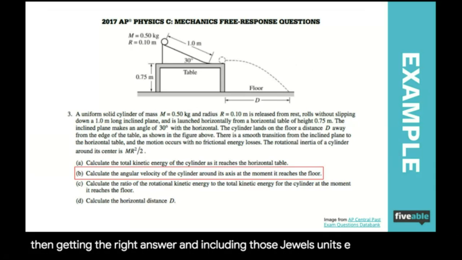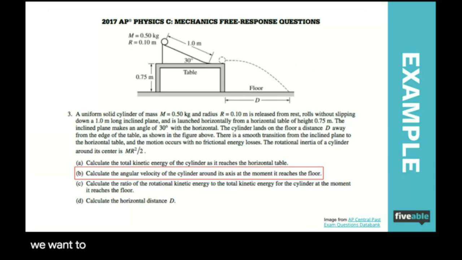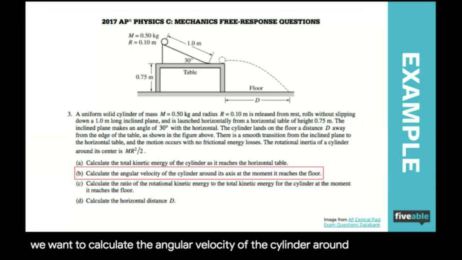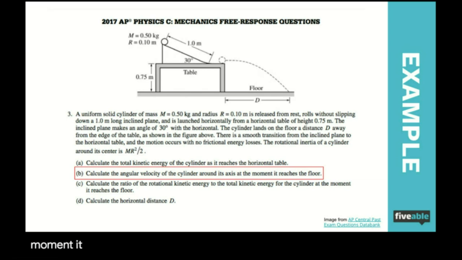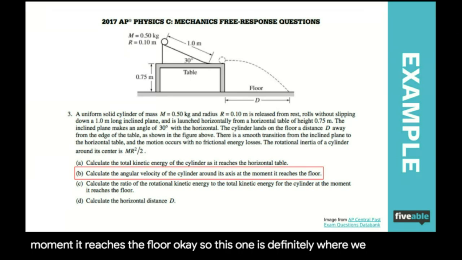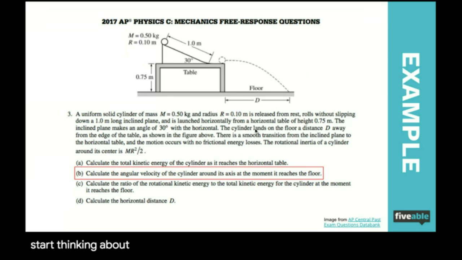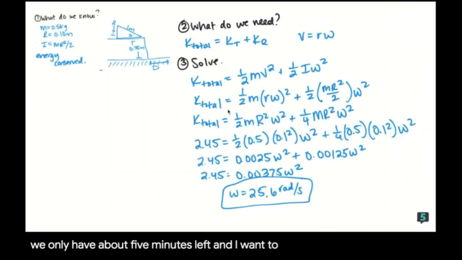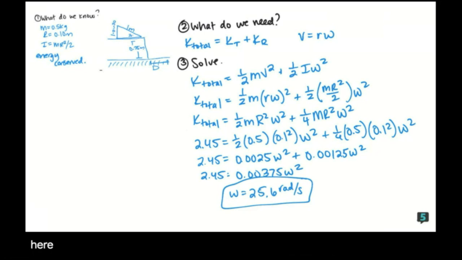So B here says we want to calculate the angular velocity of the cylinder around its axis at the moment it reaches the floor. Okay, so this one is definitely where we need to start thinking about the fact that it's rotating, right? It tells us angular velocity, must have to deal with rotation. So I'm just going to talk through it just because we only have about 5 minutes left. And I want to just make sure we have an idea of how we're going to approach this, because there's a couple of tricks in here.